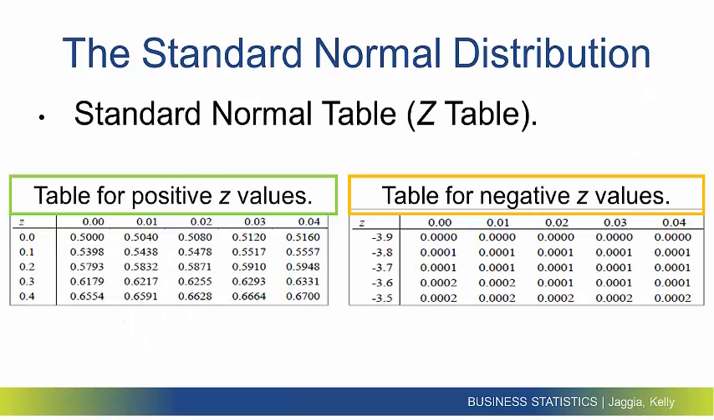Here's an excerpt from your Appendix A. As you can see, there are 2 tables. There are tables for positive z values and for negative z values. For positive z values, which are z values to the right of the mean, we use the table on the left, and for negative z values, which are values to the left of the mean, we use the table on the right.